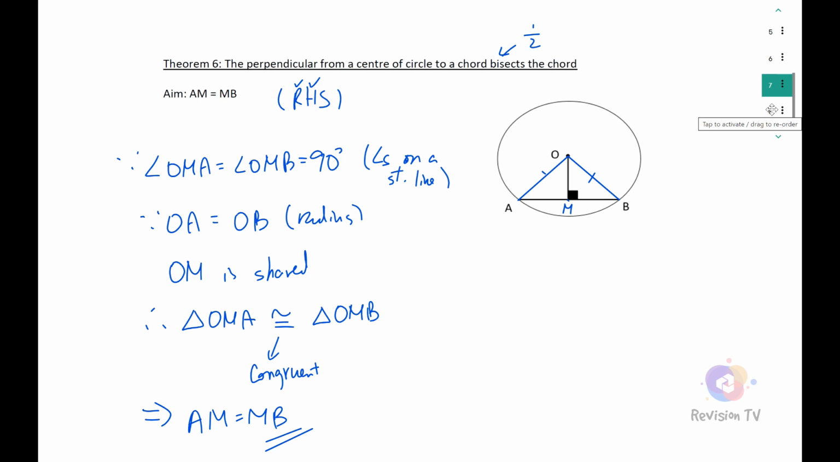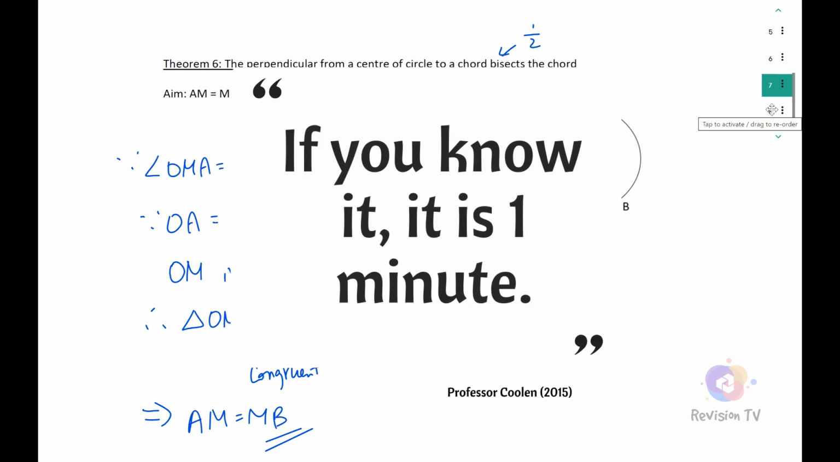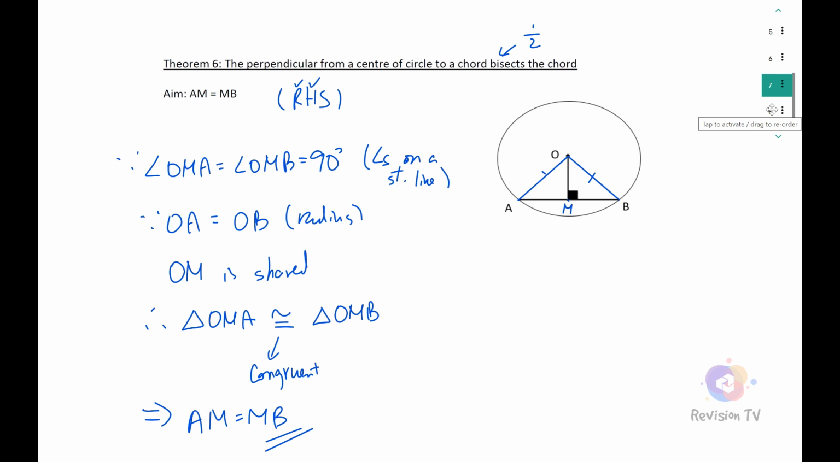So, quote. The quote is, if you know it, it's 1 minute. Yeah, that's it. That's what he told us in the revision lecture a week before we had our exam. If you know it, it's 1 minute.